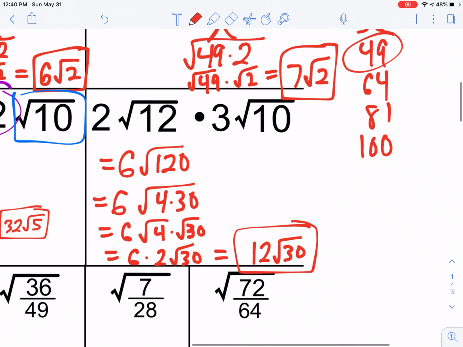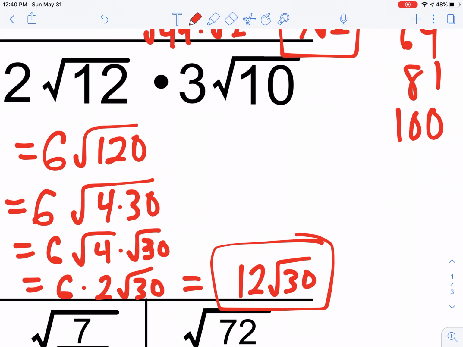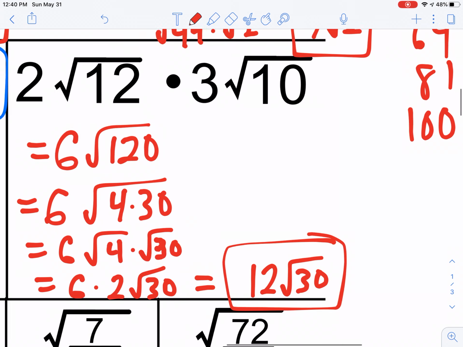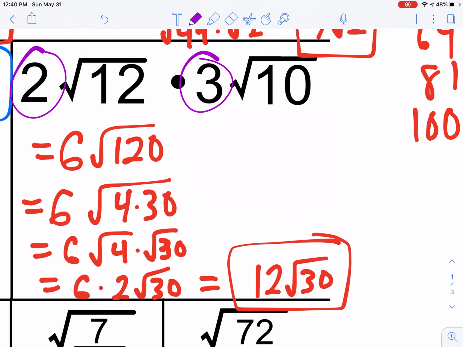All right, so this next example that I asked you to do on your own, you should have gotten 12 square root of 30 as your answer. And here's the work. You multiply the 2 and the 3, which becomes 6, right? You multiply the 12 and the 10 under the radical, which becomes 120. Then 120 breaks down into 4 times 30.